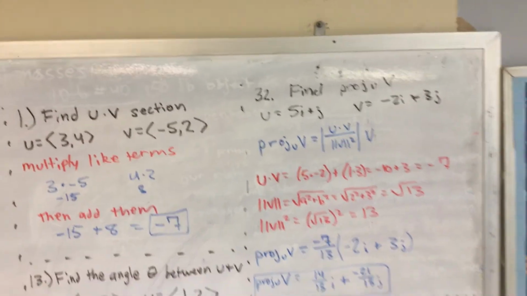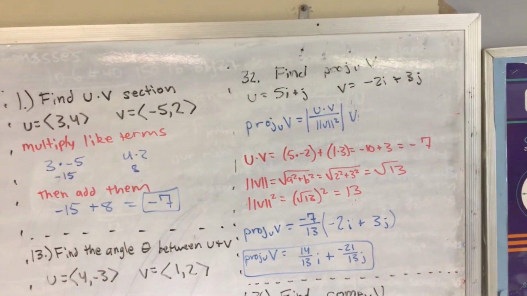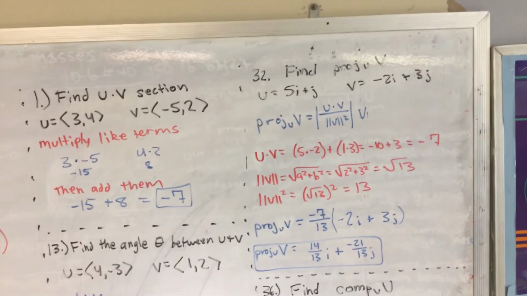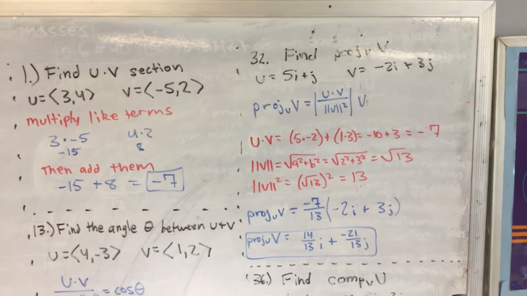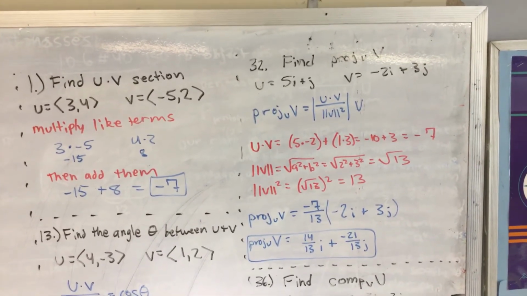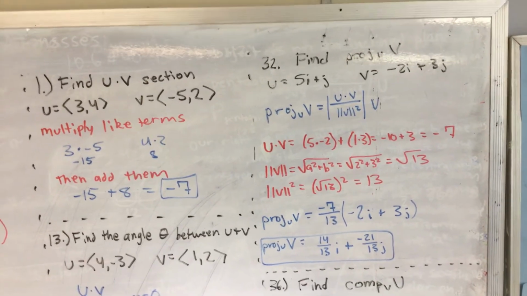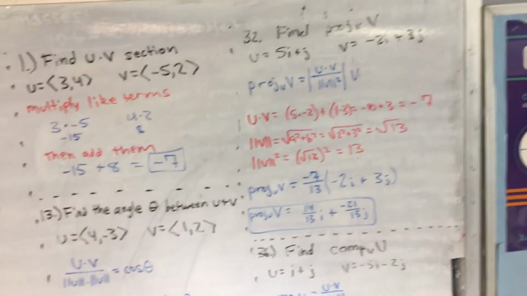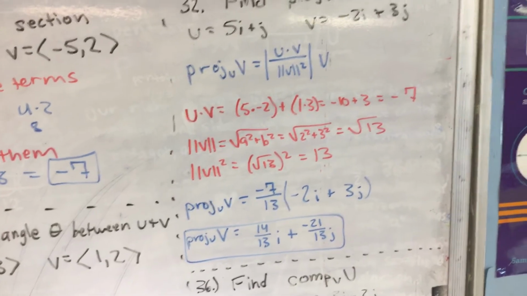32, we're finding the projection of v onto u. This is the opposite of the formula that you saw on the board earlier. So when you're doing this, the smaller letter, the subscript, will be the one that appears in the denominator and on the outside. That should be u on the outside, not v, I believe. Anyway, we take our dot product, we find the magnitude, we square it, and then we plug our numbers in.